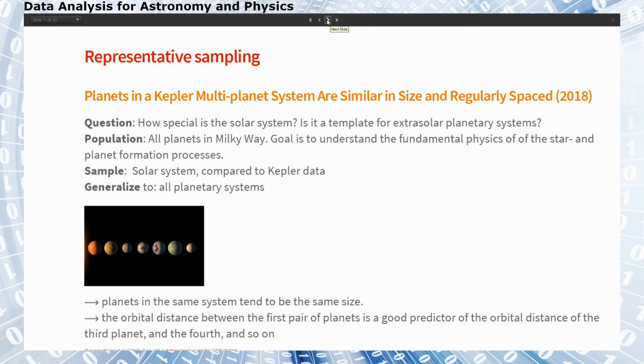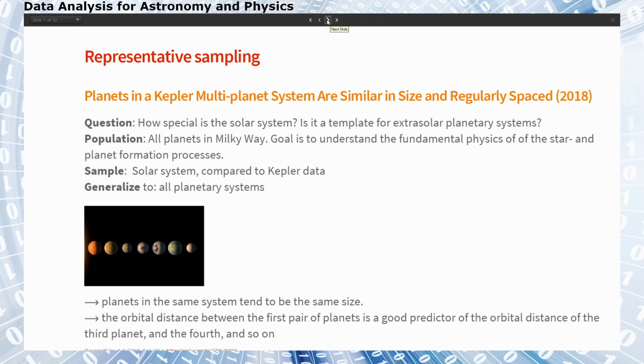So our goal is to understand the fundamental physics of star and planet formation and the fundamental properties of all the planets in the Milky Way. And to derive them, we have access to a small sample. And the study, for example, finds that planets in the same system tend to be of the same size, and that the orbital distance between the first pair of planets seems to be a good predictor of the orbital distance of the third planet and the fourth, and so on.